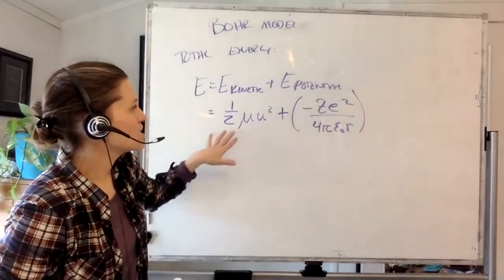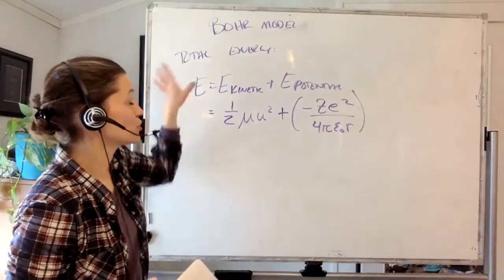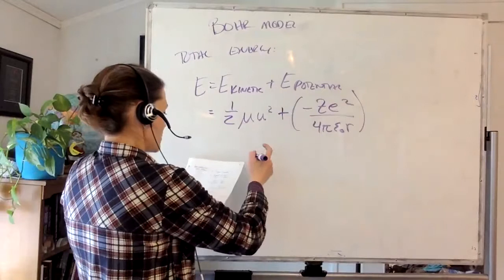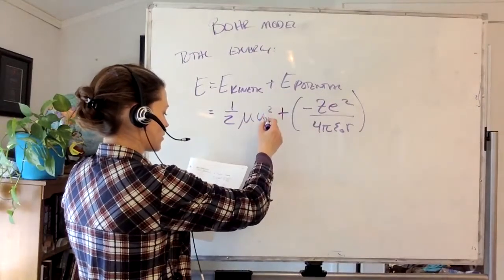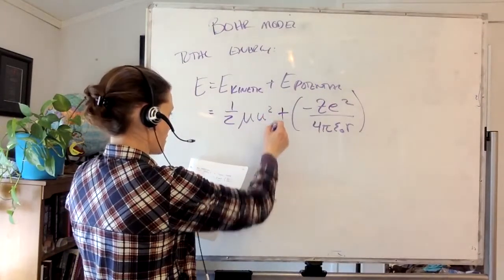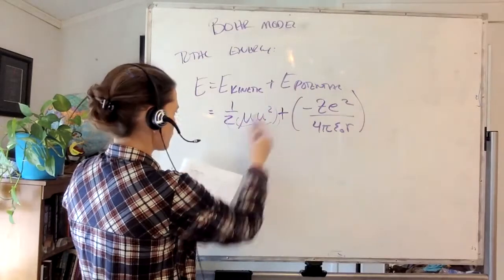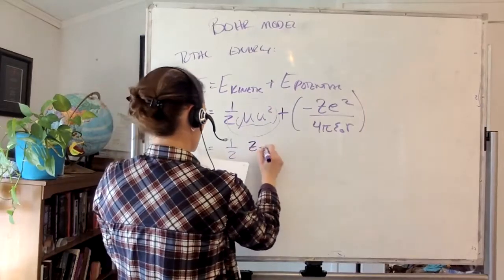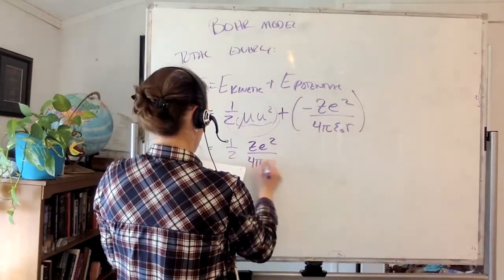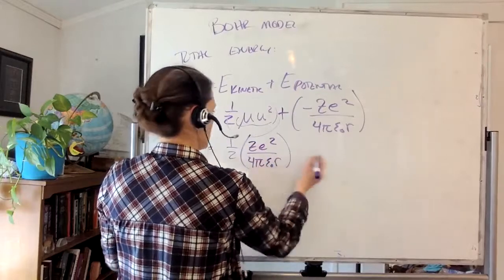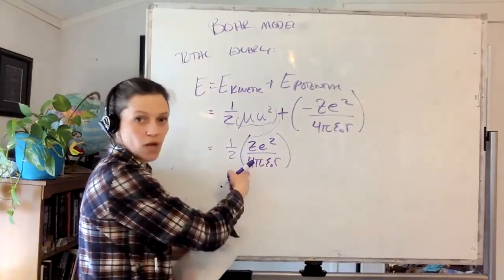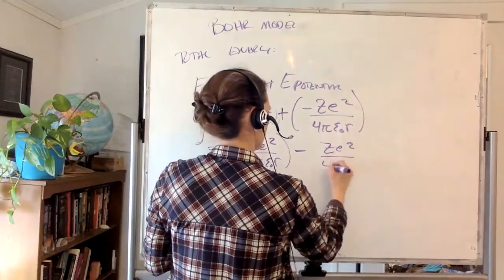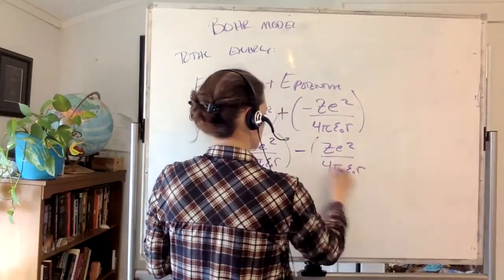And so we know that the total energy of our system, kinetic plus potential, should be this sum. From what I had done earlier, I can say that mu u squared is equal to one half Z e squared over 4 pi epsilon 0 r. This comes from what we did on the prior board, minus Z e squared over 4 pi epsilon naught r.